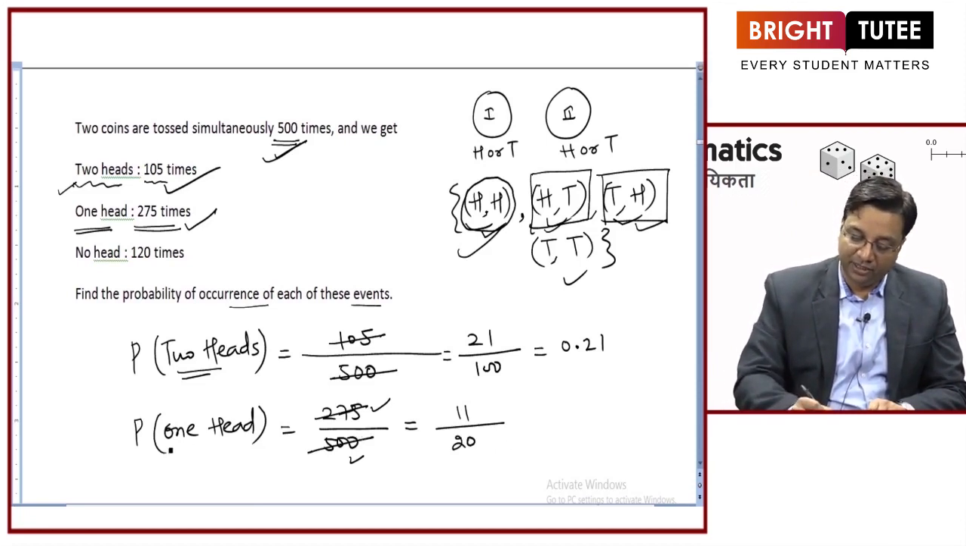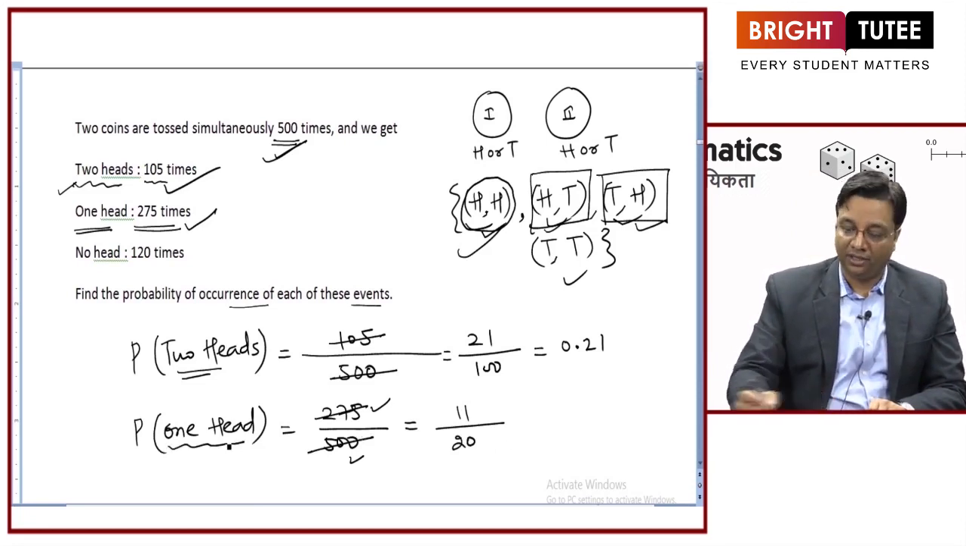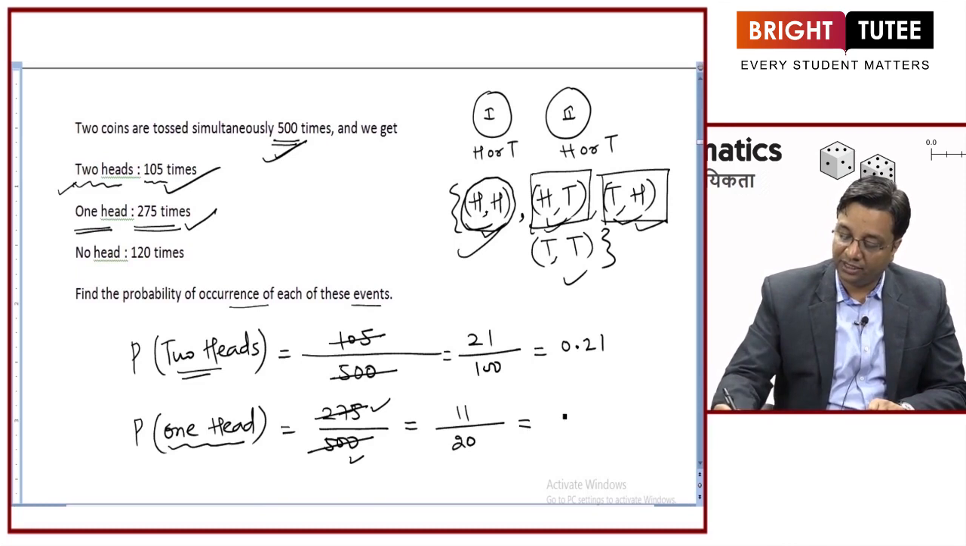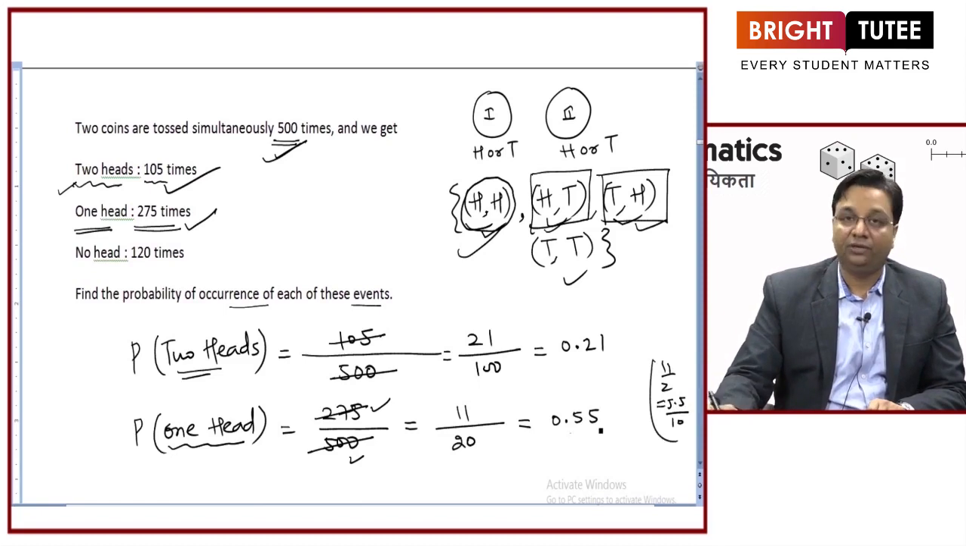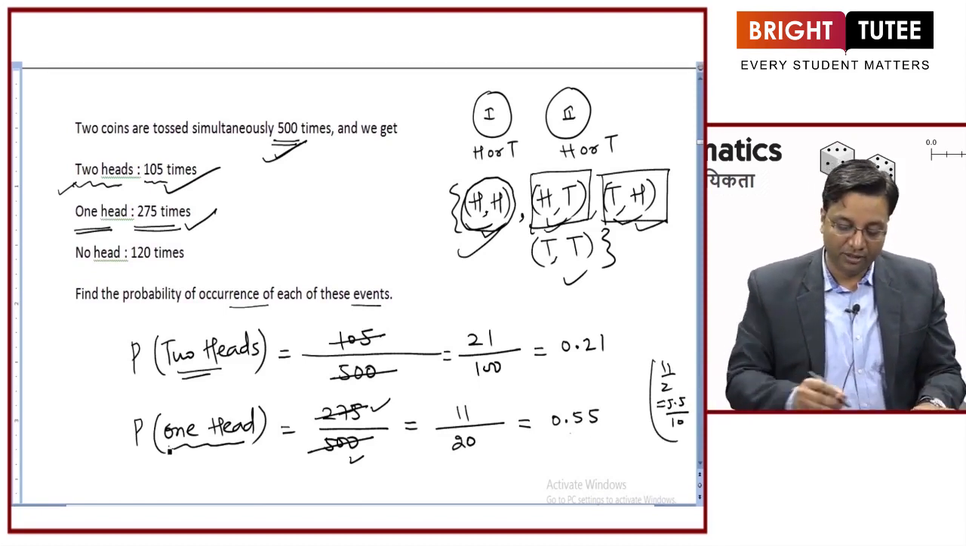So the probability of getting 1 head on top is 11 by 20, and if we want to convert it into decimals, we can write it as 0.55, because 11 by 2 is 5.5, and then when you divide it by 10 it will become 0.55. So this is the probability of 1 head.